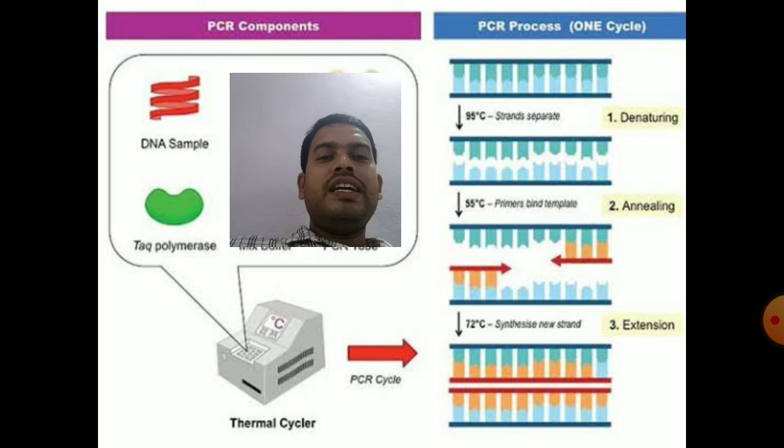With this PCR technique, after the invention of PCR, sample insufficiency is nullified and any number of times a DNA sample can be amplified. And this PCR technique was given by Kary Mullis.